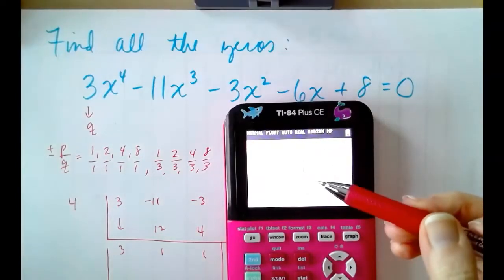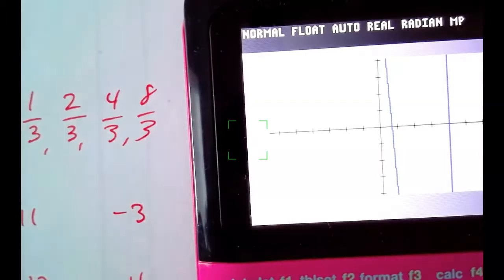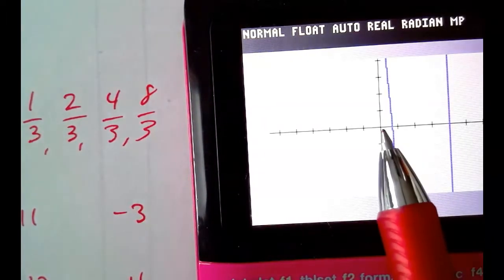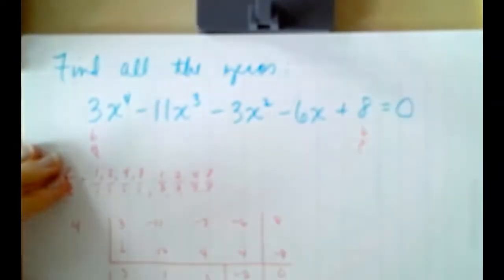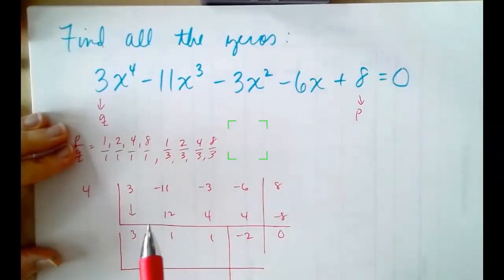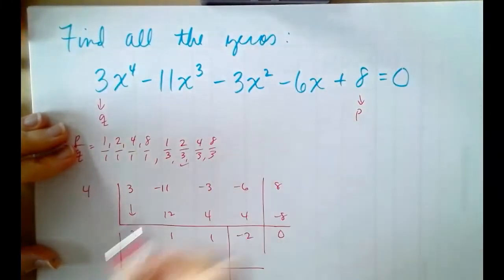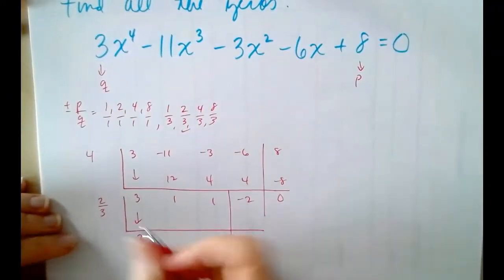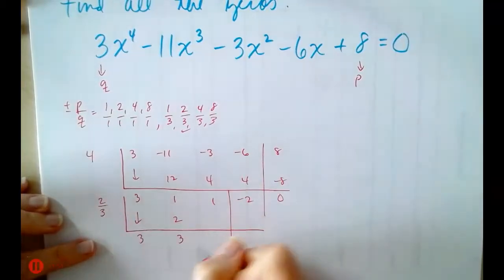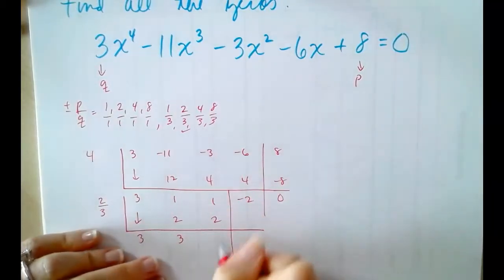Now take a look at my calculator. What I've got here is another 0, and that other 0 is between 0 and 1. And it's closer to 1 than it is to 0. So keeping that in mind, let's look at our P's and Q's. Which one of these is close to 1? I'm going to go with 2/3. Let's depress it down by 2/3. Bring down, multiply, add, multiply, and add.